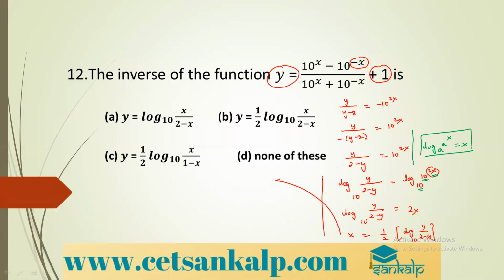So from here, I will go to next step. If you want to find F inverse, that means if you want to find Y, you will write it as 1 by 2 log of x by 2 minus x base 10. That means instead of x, I wrote y. Instead of y, I wrote x. So which option can you see this? You can see in B option what we got for inverse function.